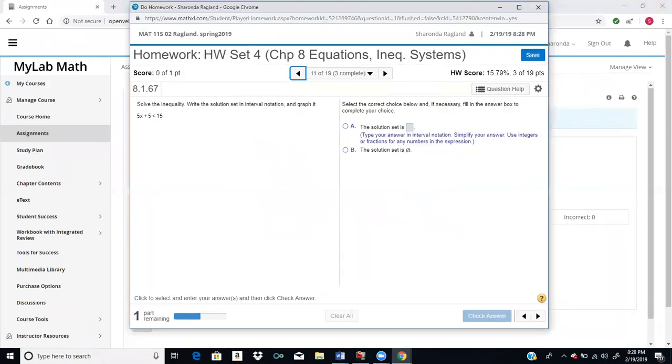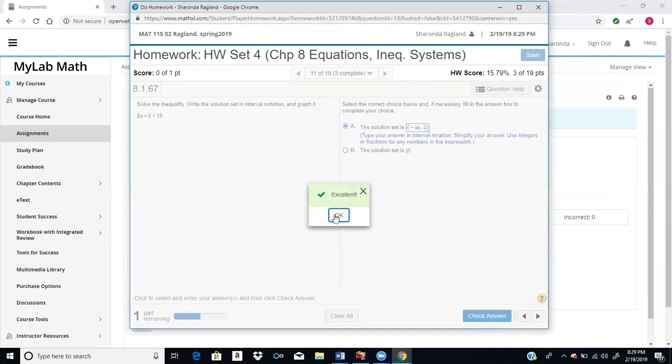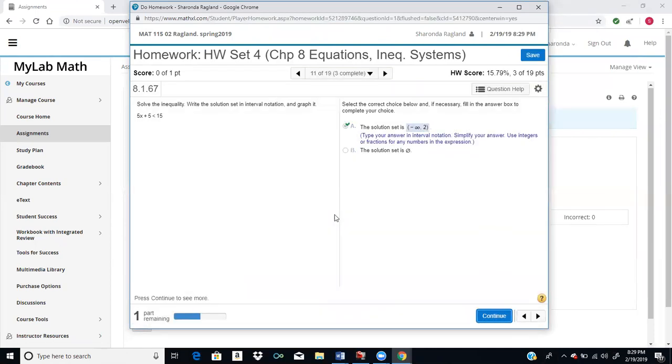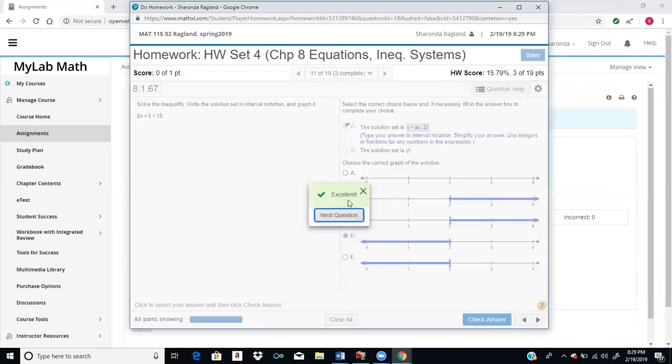All right, and so here we would pick A, and then we can use parentheses, negative infinity, comma, 2, close parentheses, and then check the answer for that. Good. And so now they're going to want, let's see, do they want the graph? I'll continue. All right, so we've already graphed it. Basically we had open at 2 going to the left. Good.